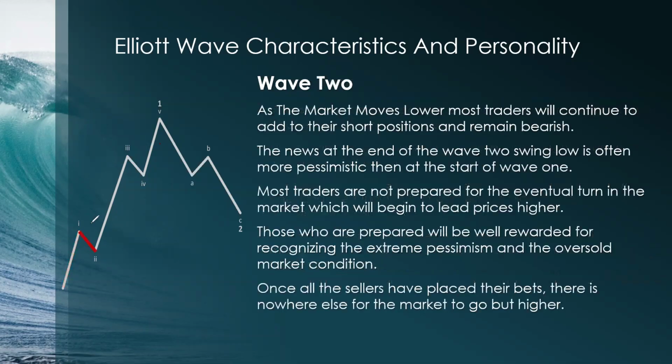Wave 2. As the market moves lower, most traders will continue to add to their short positions and remain bearish. The news at the end of the wave 2 swing low is often more pessimistic than at the start of wave 1. Most traders are not prepared for the eventual turn in the market, which will begin to lead prices higher. Those who are prepared are usually well rewarded for recognizing the extreme pessimism and oversold market condition.